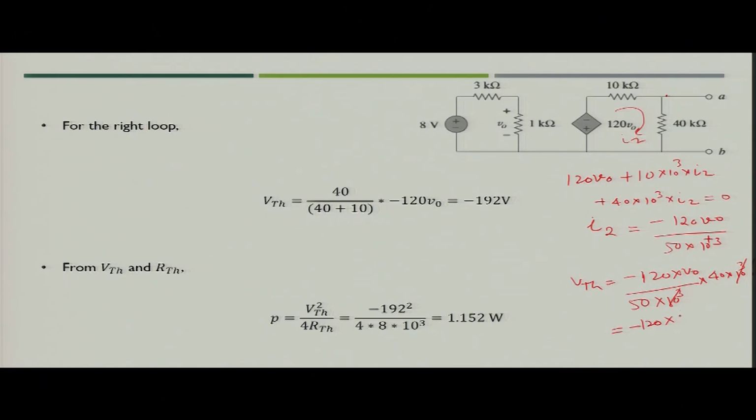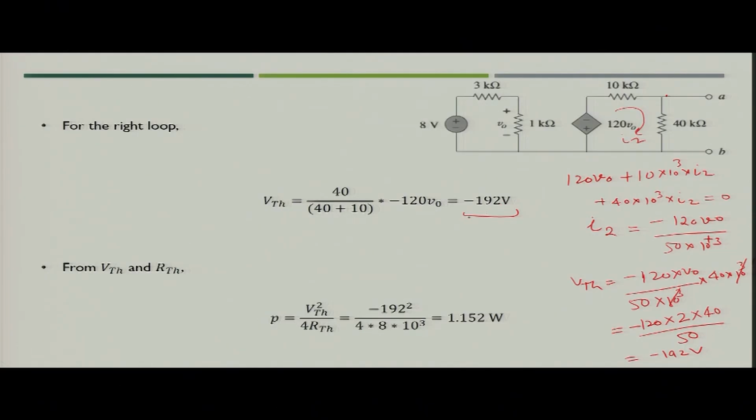So, what is the value of V naught? V naught value we just calculated is 2 volt. So, that will be into 40 divided by 50. So, if you simplify, you will get finally the value of VTH is nothing but minus 192 volt. Or simply you can use the voltage divider circuit, that is 40 divided by 40 plus 50 into minus 120 V naught, and you will again get the value of VTH as minus 192 volt.